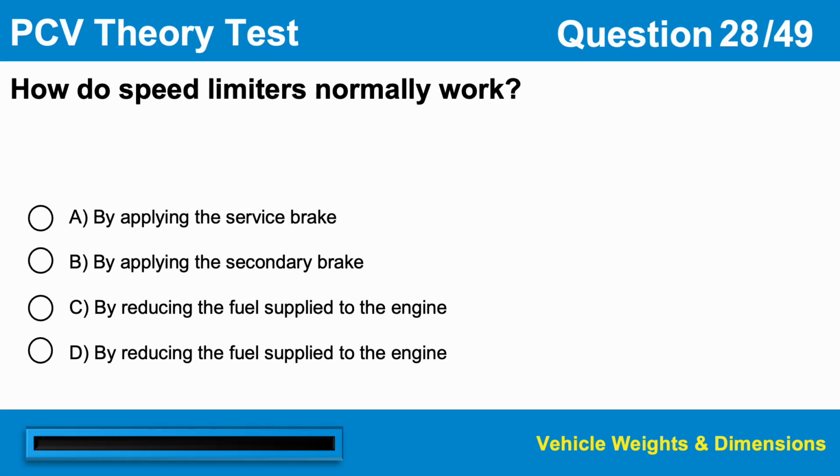Question 28. How do speed limiters normally work? A. By applying the service brake. B. By applying the secondary brake. C. By reducing the fuel supplied to the engine. D. By reducing the fuel supplied to the engine.